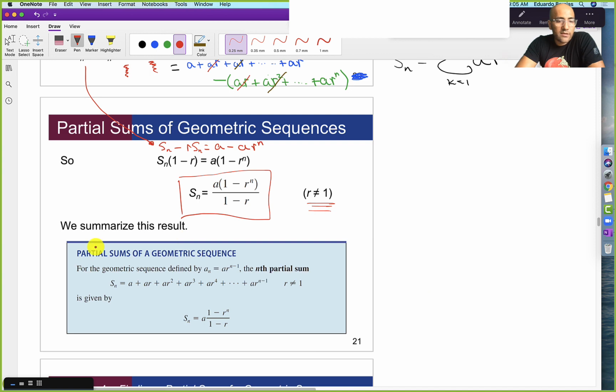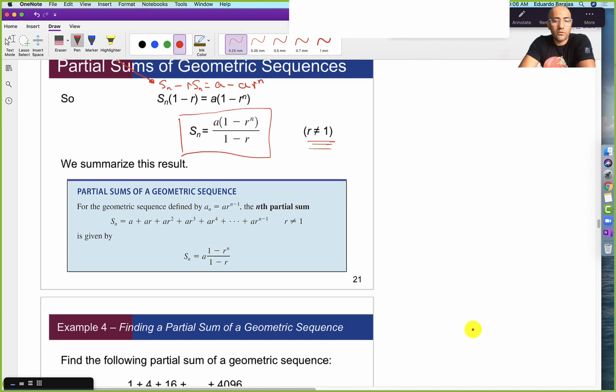So we have a nice little blue box thing that's in your book, right? Anything in the blue box means that you get to use it. It's a given identity or theorem or something. So in this case, it's the partial sums of a geometric sequence. The formula for the partial sums of a geometric sequence, s sub n, is equal to a times 1 minus r to the nth power divided by 1 minus r. Any questions? Maybe.